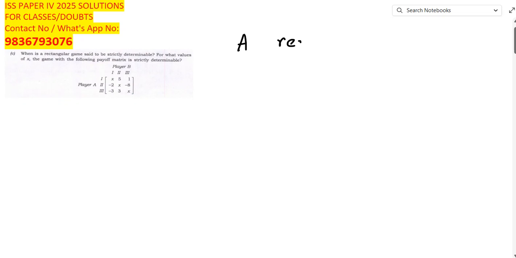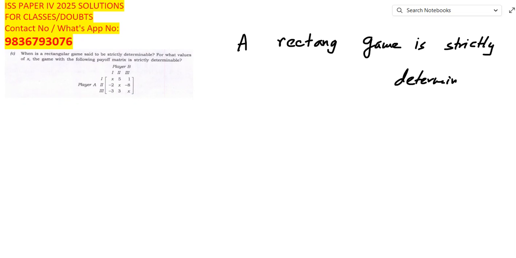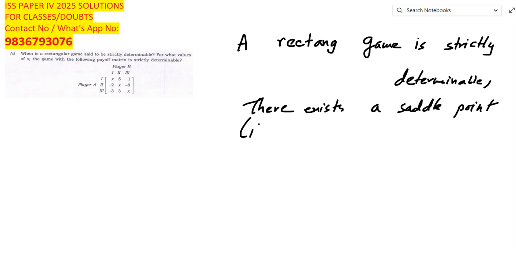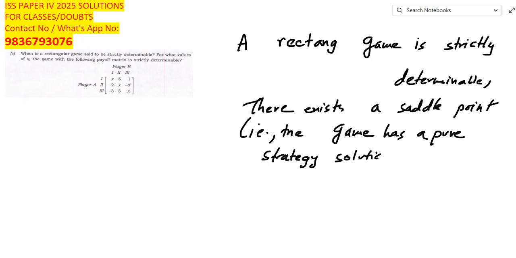A rectangular game is strictly determinable when there exists a saddle point. So that is, the game has a pure strategy solution, correct?